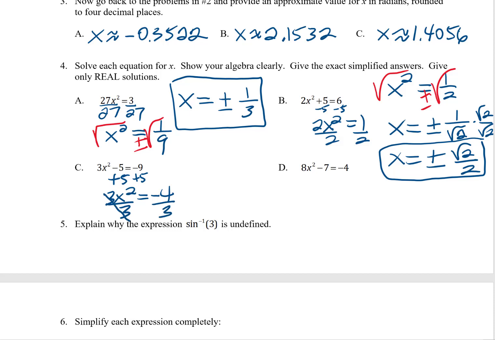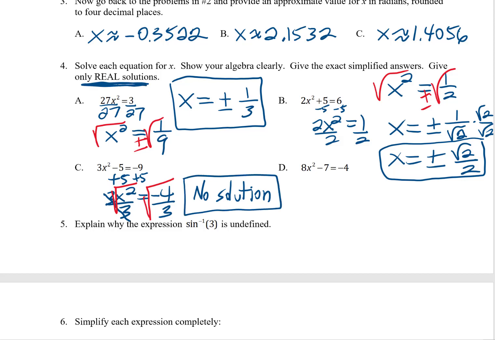And then at this point, you can basically stop. I can see that the next step would be square rooting each side, but you can't take the square root of a negative number. And so this is an impossible equation. This equation has no solution. Now you might remember i and imaginary numbers from algebra, but we're not doing that here. We're only looking for real solutions. This equation does not have a real solution.